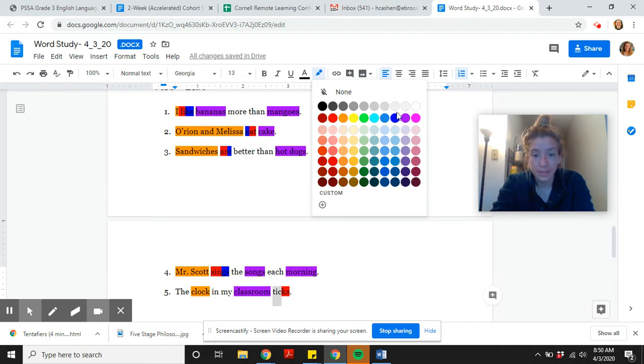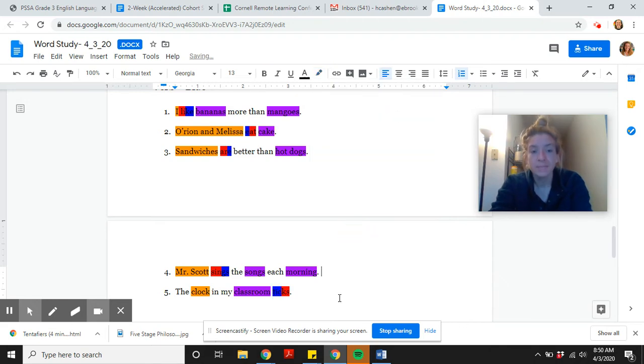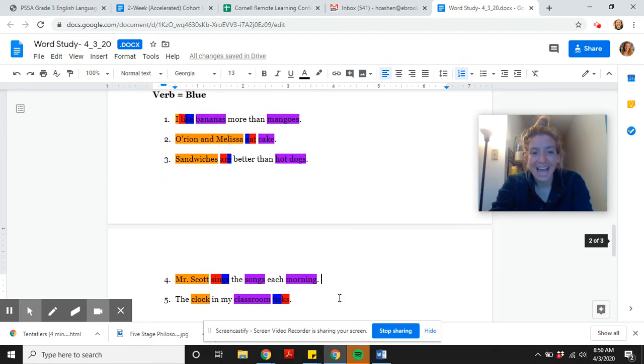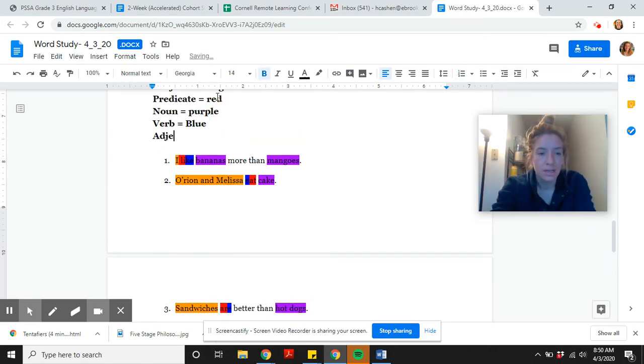Okie doke. Now you're going to have to do these to a couple of your own sentences. But right now we're going to go back and add adjectives to these sentences just to make them more fun. We're going to make the adjectives yellow. Okay, what do adjectives do? Adjectives explain more about nouns. Adjectives are describing words that describe nouns.